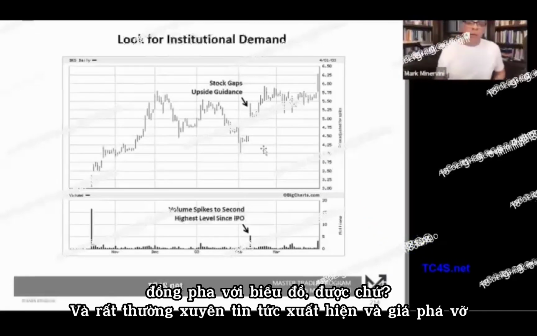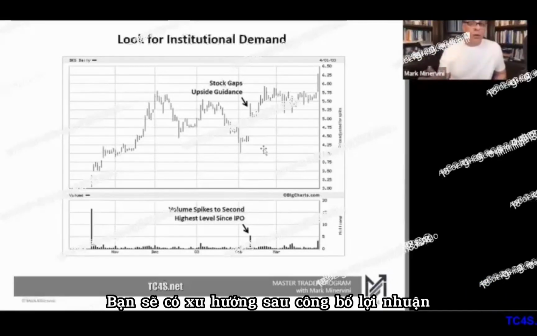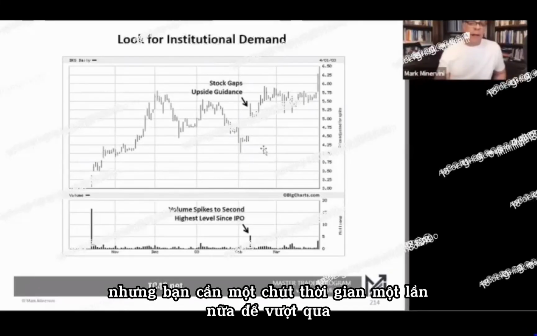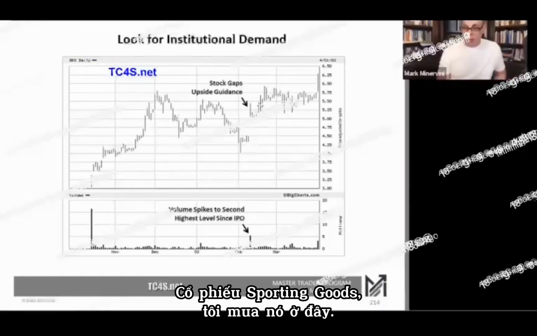Okay. And very often the news will come out, and then you'll get that setup later on. It'll take a little time. You'll get that post earnings drift, but you needed some time again to weed through and weed out some of that supply. So this was a perfect example. This was Dick's Sporting Goods. I bought this over here.